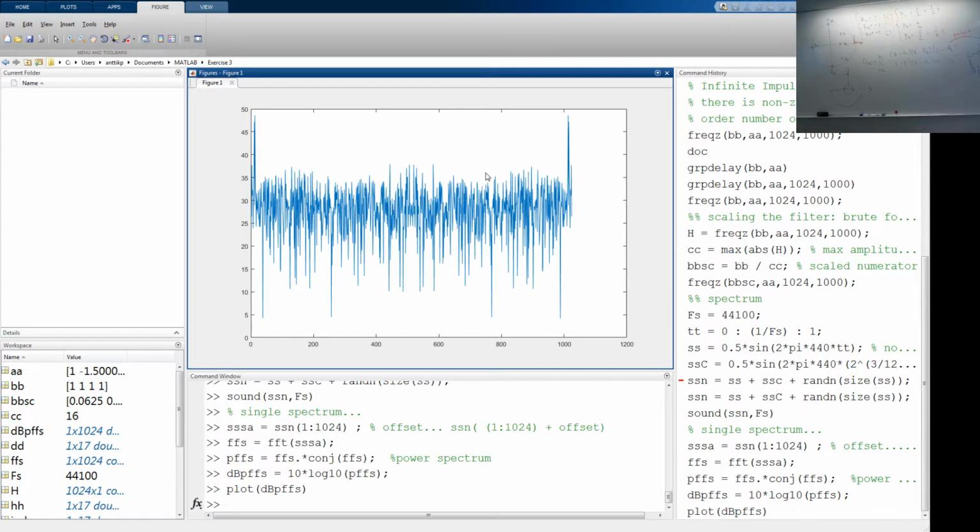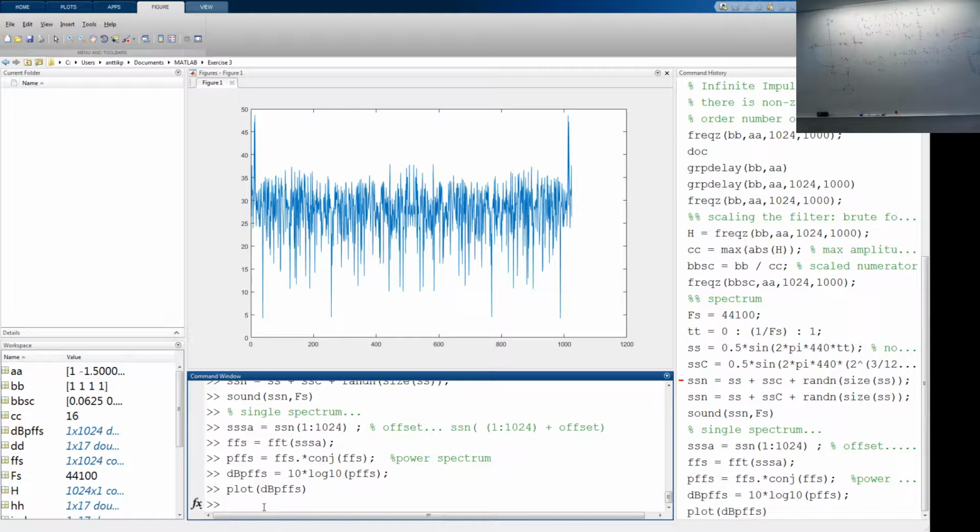Okay. So in that sense, we need only n divided by 2 plus 1 values to actually show the complete spectrum. Since half of this is redundant information, we don't want that. But let's first do the frequency scale.